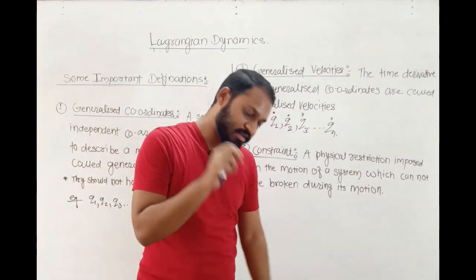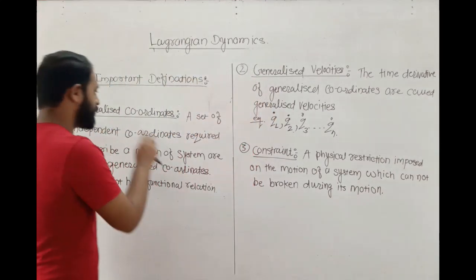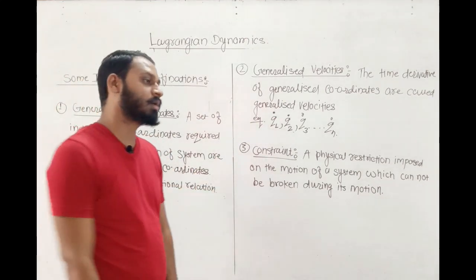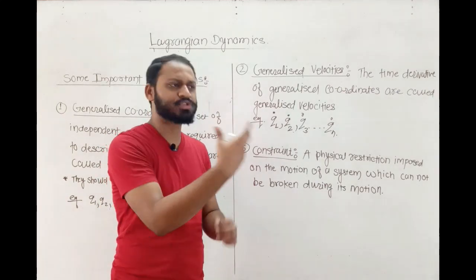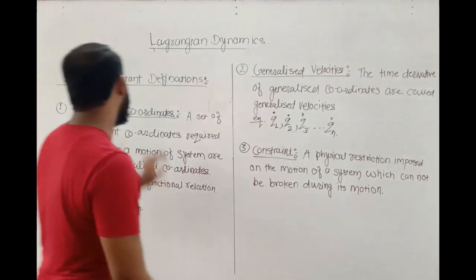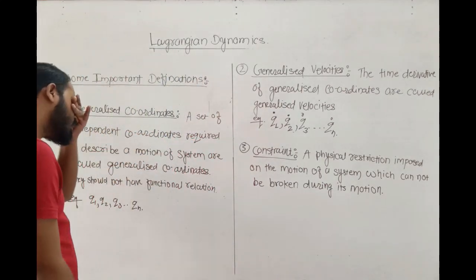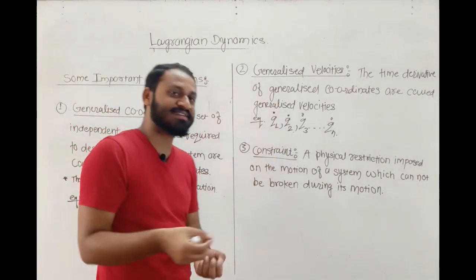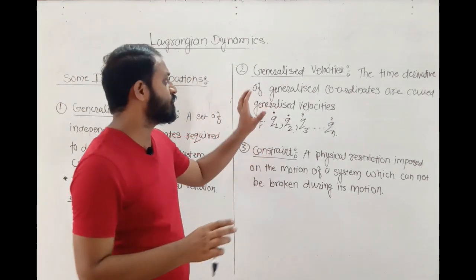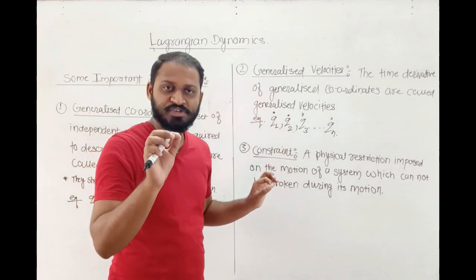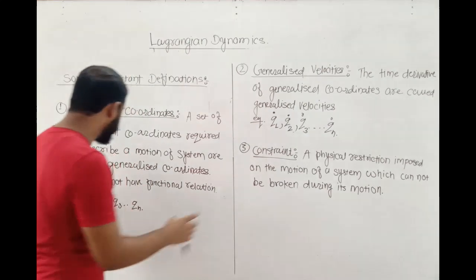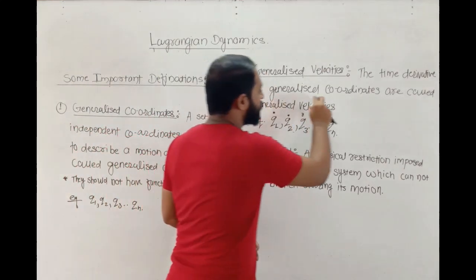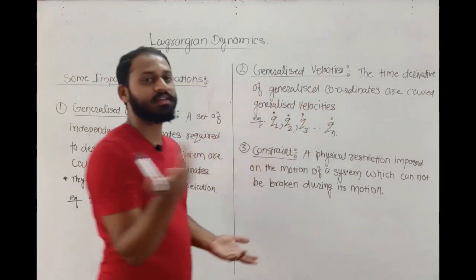This is nothing but the definition for generalized coordinate. A set of independent coordinates required to define the motion of that system is nothing but the generalized coordinate. Now see what is the generalized velocity. The time derivative of generalized coordinates. Simple. Velocity is nothing but what? Position per unit time. Here position defines this generalized coordinate. Then the time derivative of generalized coordinates is called a generalized velocity.